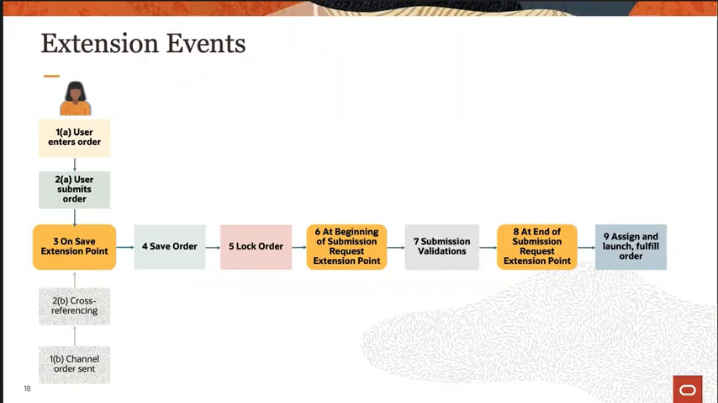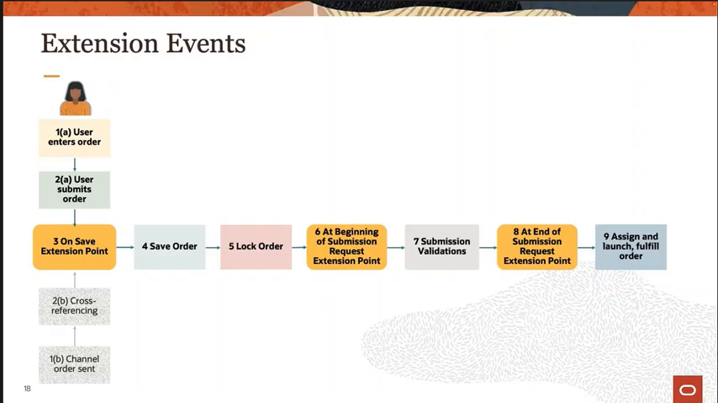Here's how the process works. On save extension point, if the order fails validation here, the order is rejected and not saved. At beginning of submission request extension point, if the validation fails at this point, the order goes back to draft and errors are displayed. And at end of submission request extension point, if there are errors here, the order is also reverted to draft and users see the error messages.